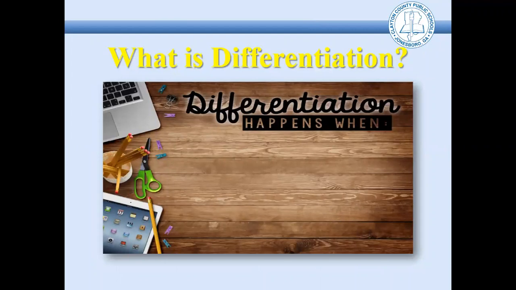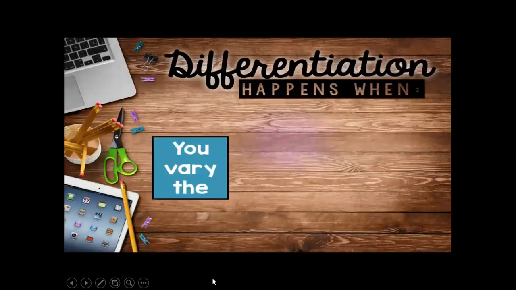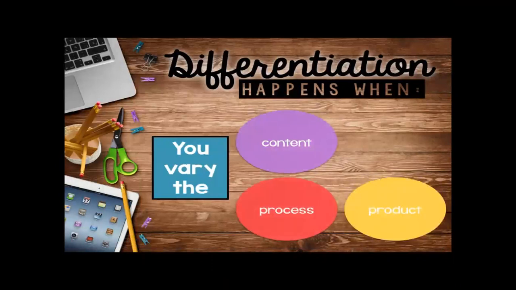So let's learn a little bit about differentiated instruction. We'll talk about content, process, product, and the learning environment in this video. There are four main components to differentiated instruction. And differentiation happens with teachers when they vary the content of their instruction, the process that students take, the products that are created, and finally, the classroom environment.